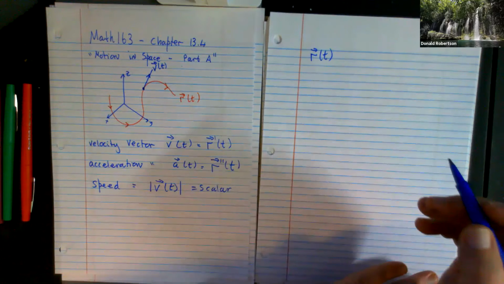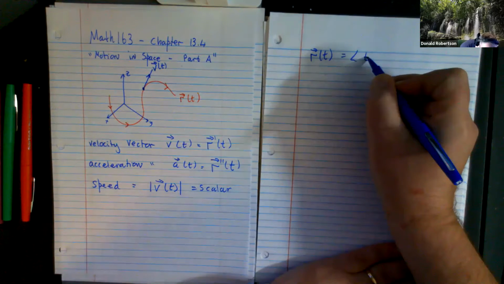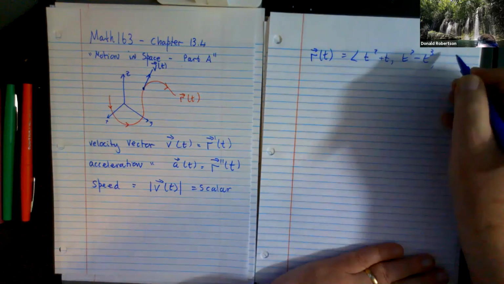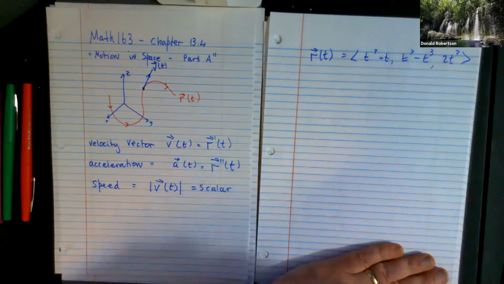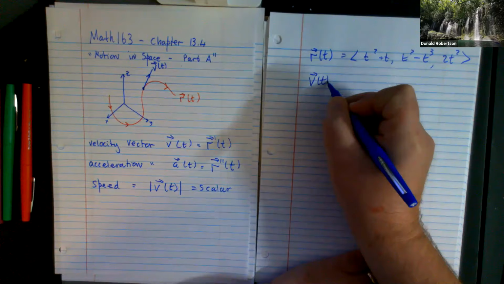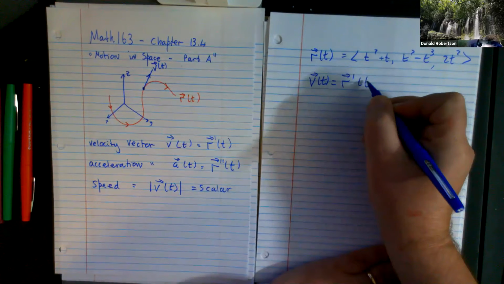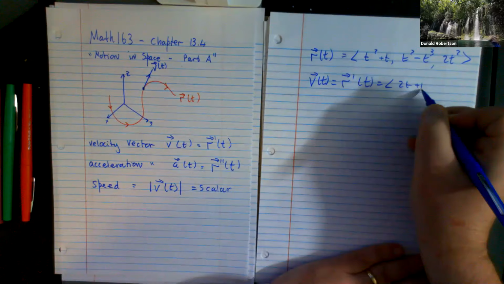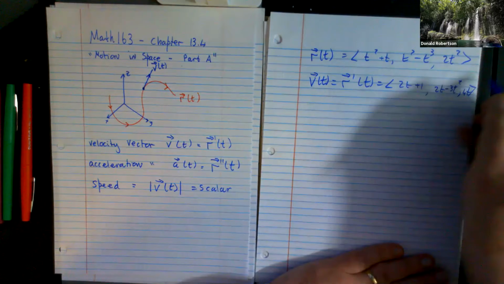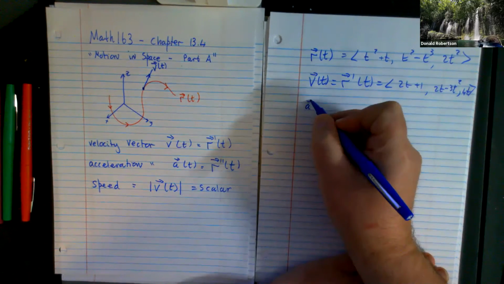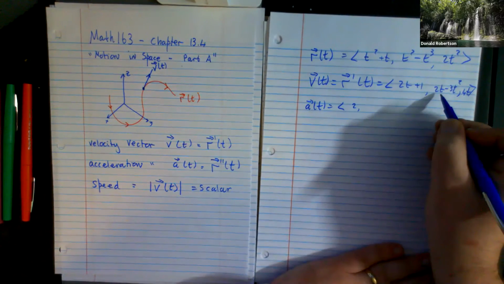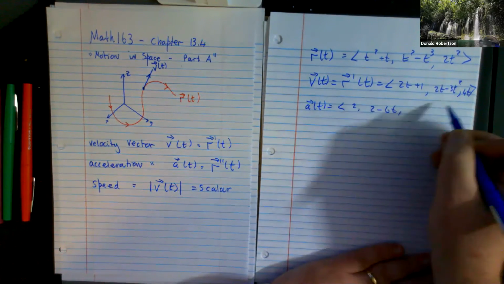So here is a space curve, t squared plus t, t squared minus t cubed, and 2t squared. I'm just making up one randomly. I want to find its velocity vector. I just find the first derivative, which is 2t plus 1, 2t minus 3t squared, 4t. And I want to find the acceleration vector. And what's that going to be? 2, 2 minus 6t, and 4.